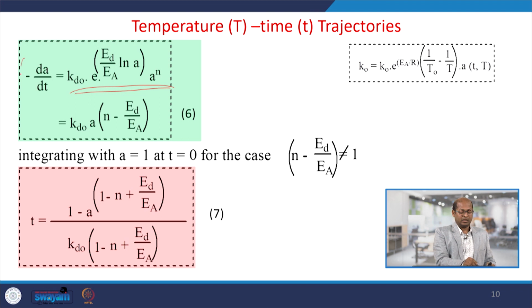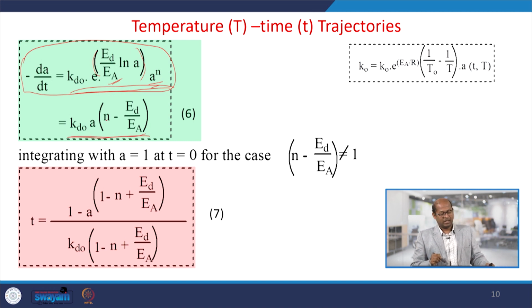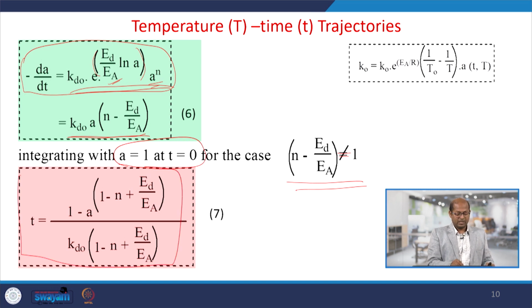Then minus dA by dt we can write as minus dA by dt equals Kd0, activation energy for deactivation, activation energy for reactions, ln A and A to the power n. This equation we rearrange again, and after rearranging, if we integrate with A equals 1 at t equals 0, and in this case n minus Ed by Ea not equal to 1, then finally we will get these equations.